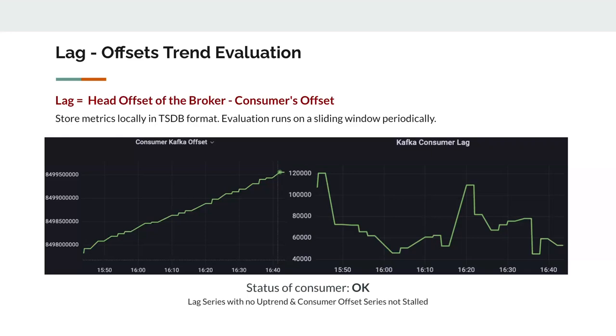As you can see in this example, the consumer offset has been rising for the last 60 minutes, depicting message consumption is happening regularly. While the lag graph does not display a specific uptrend or downtrend, it suggests that the consumer is able to catch up with the production rate in due time. We as Kafka administrators need not be worried. The status of the consumer will be evaluated as okay.